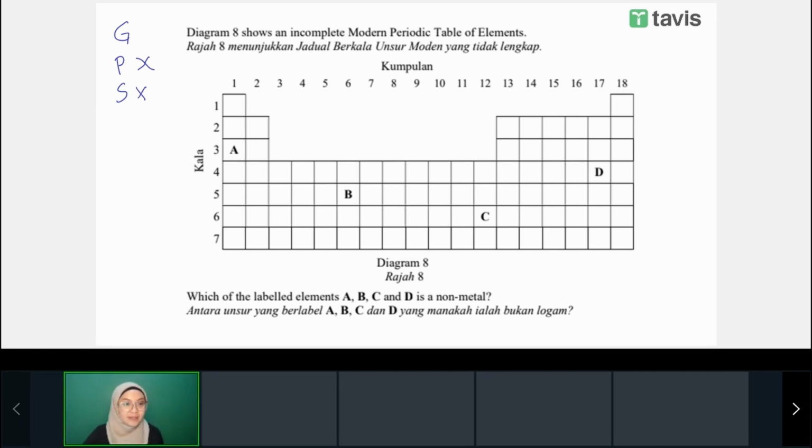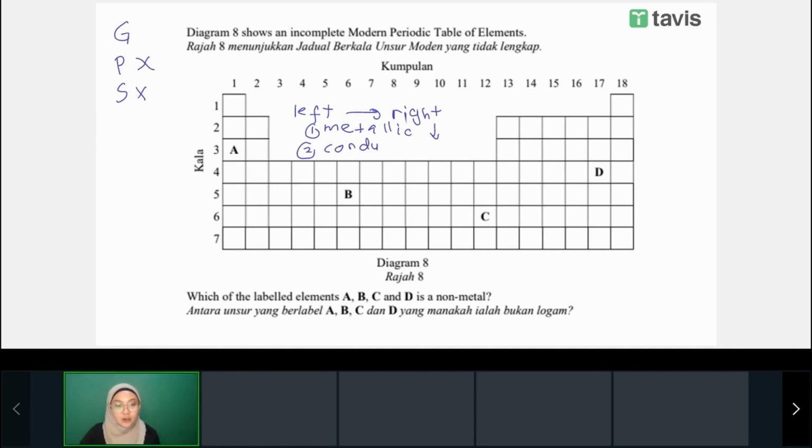Okay, let's see the diagram. It shows an incomplete modern periodic table of elements. Which of the labelled elements A, B, C, D is a non-metal? Okay, I did tell you, across the period from left to right, what happens? The metallic properties will decrease. Okay, what happens to the electric conductivity?